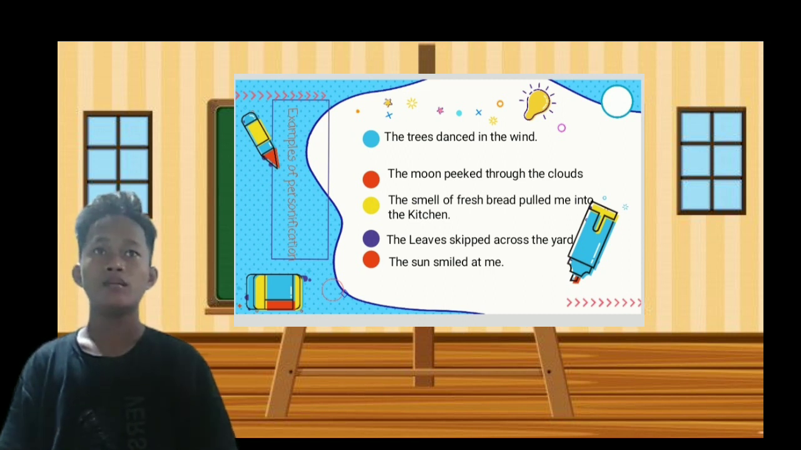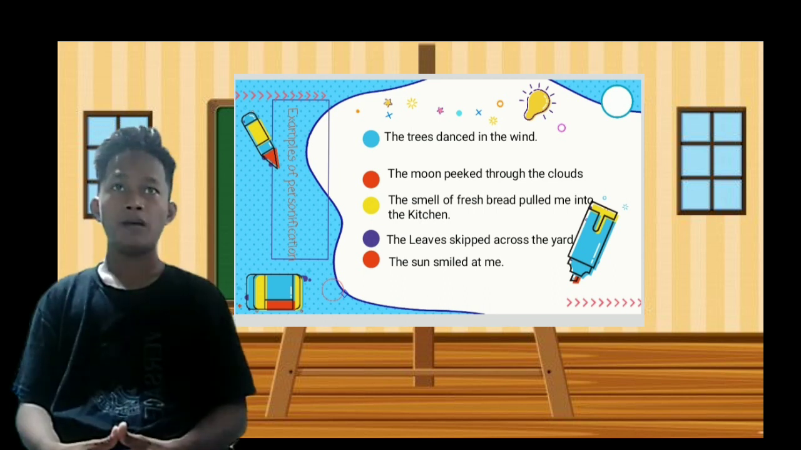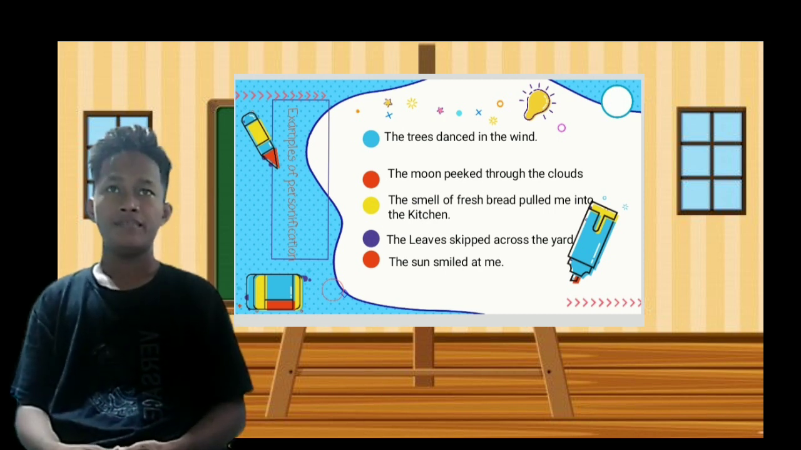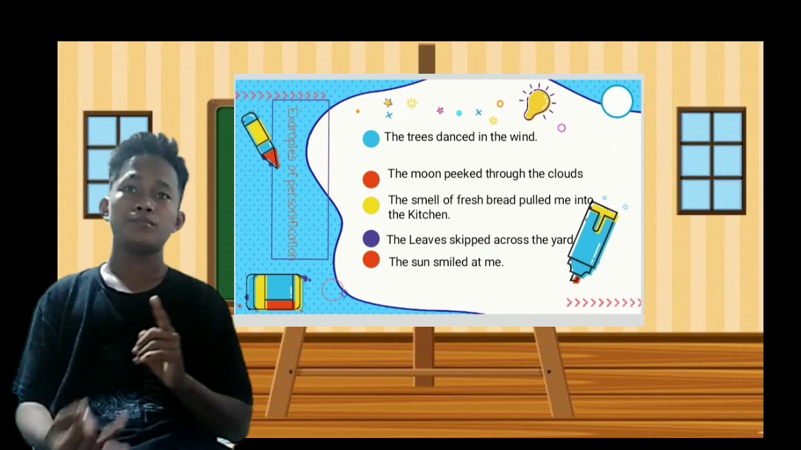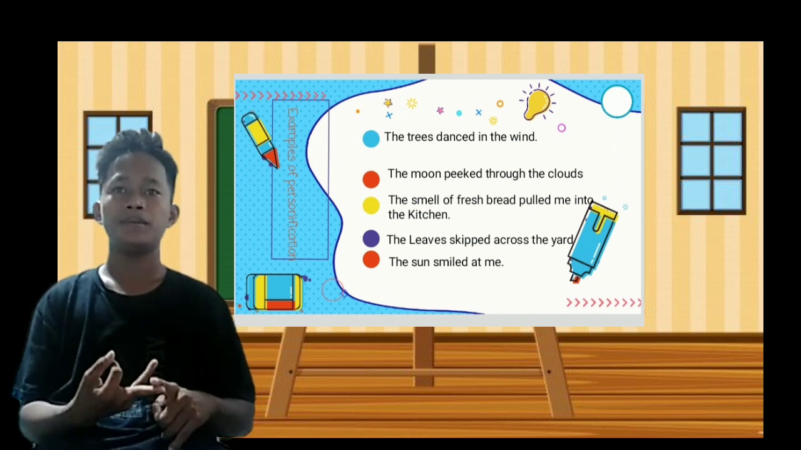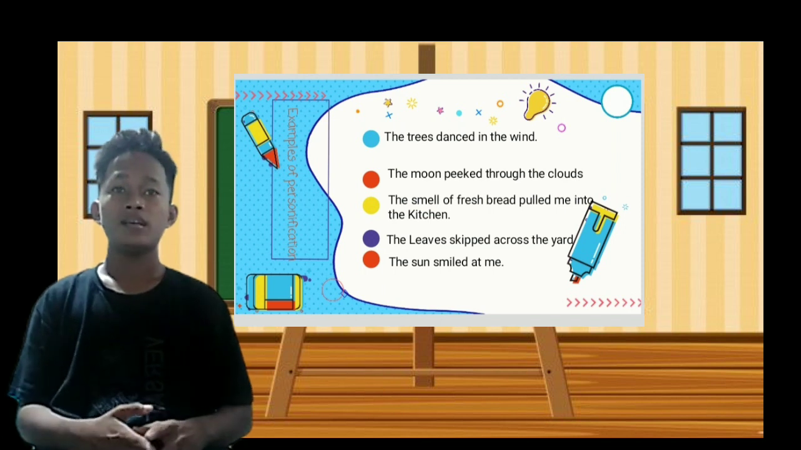The smell of fresh bread pulled me into the kitchen. So it is as if the smell has arms and is pulling us in. The leaves skip across the yard as if the leaves have feet and can skip. The sun smiled at me as if the sun has a mouth. So you can see that we're giving human characteristics here. Dancing, smelling, skipping, smiling. As if these things had human characteristics.